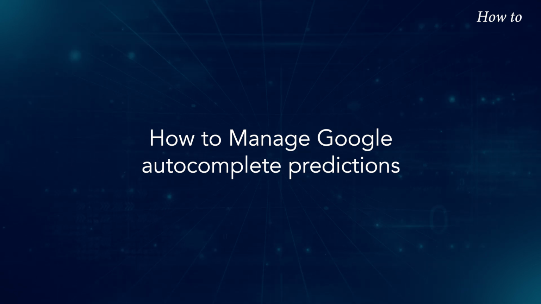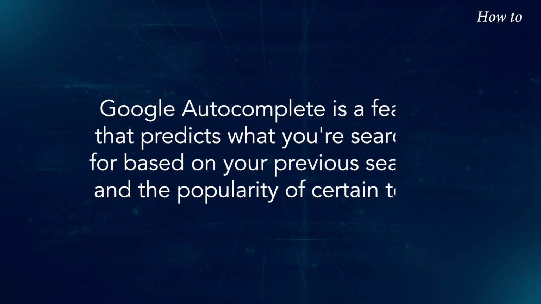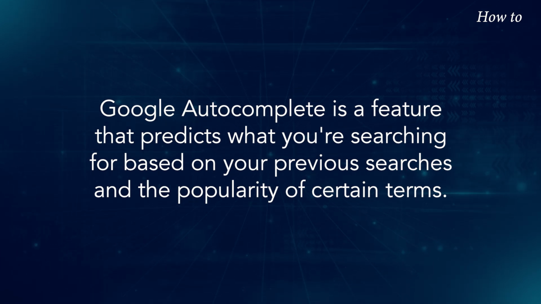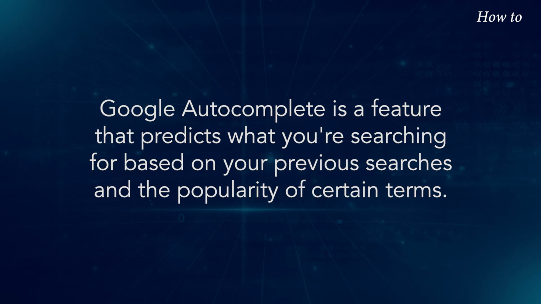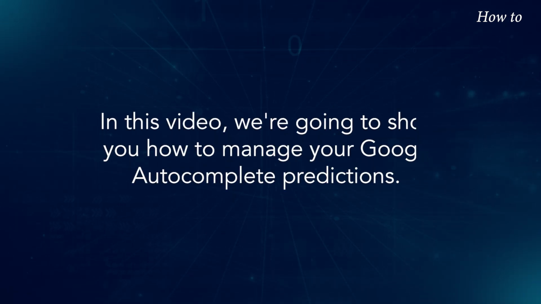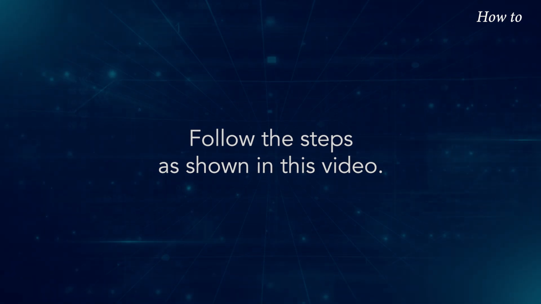How to manage Google Autocomplete predictions. Google Autocomplete is a feature that predicts what you're searching for based on your previous searches and the popularity of certain terms. But sometimes, the predictions may not be what you want. In this video, we are going to show you how to manage your Google Autocomplete predictions. Follow the steps as shown in this video.